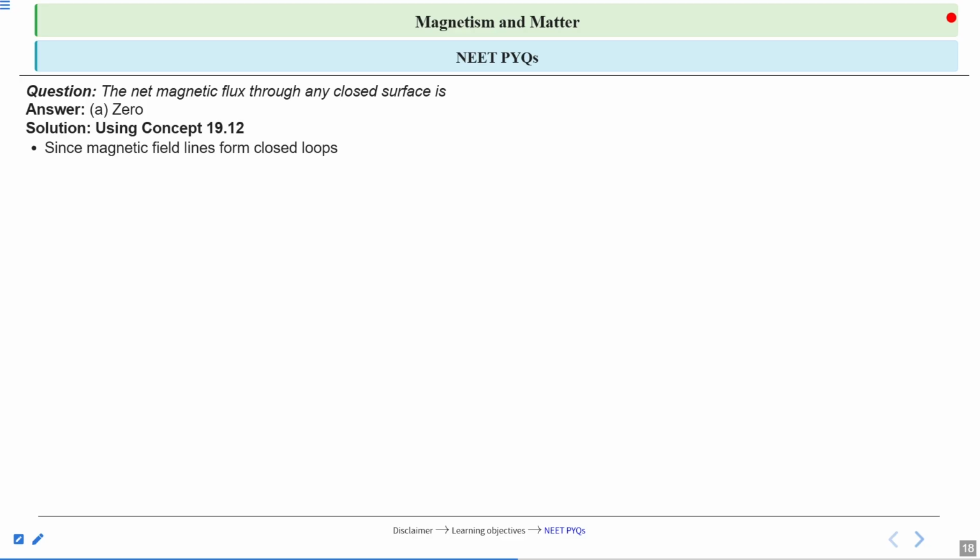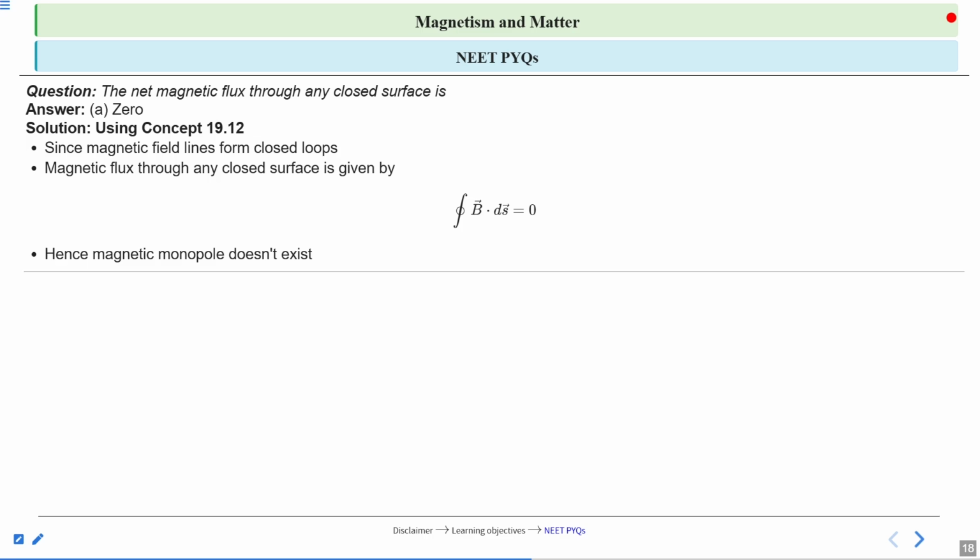Using concept 19.12, since magnetic field lines form closed loops, the magnetic flux through any closed surface is given by the closed integral of B dot ds equal to 0. Hence, a magnetic monopole doesn't exist.